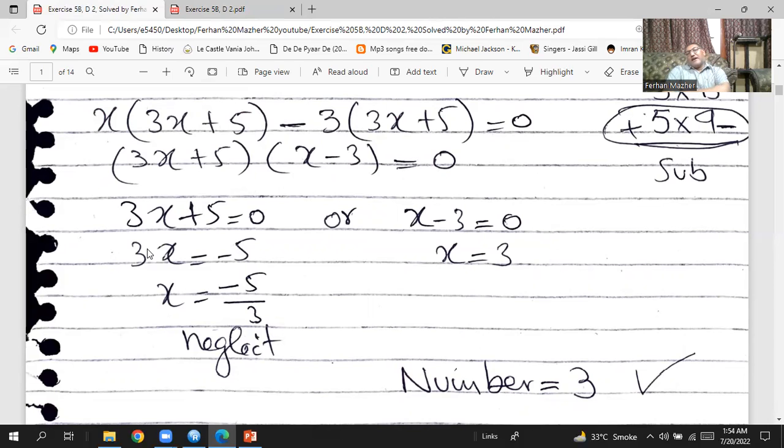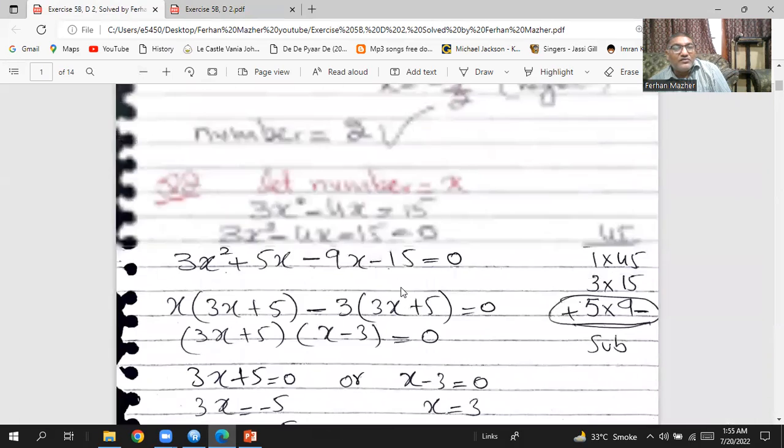And the other bracket was x minus 3 equals 0. So x will be equal to 3. Minus 5 by 3 is neglected, because in the statement of the question he said that x is a whole number. So minus 5 by 3 will be neglected. So the x value is 3. It means that the number is 3. So this is how you do this question.